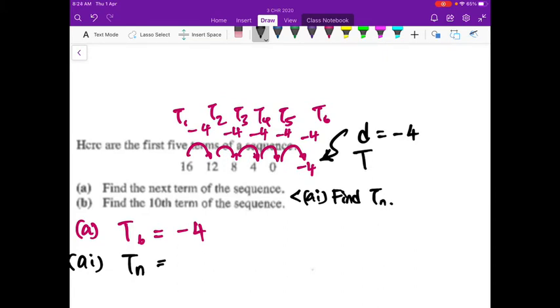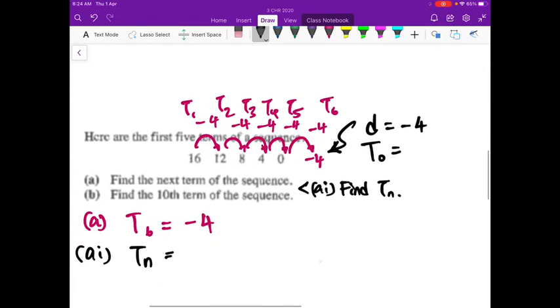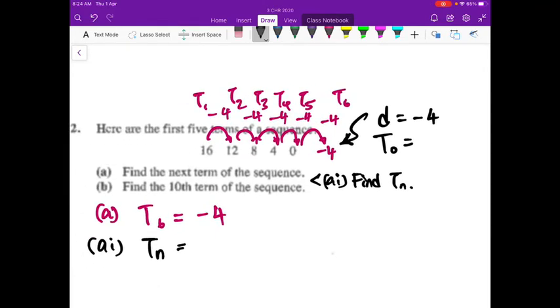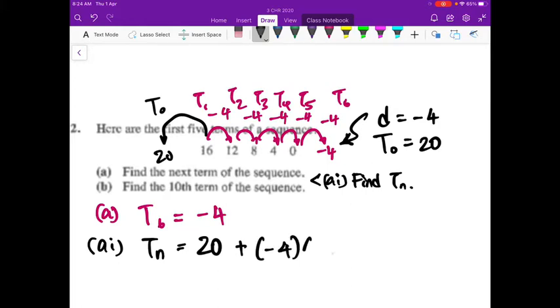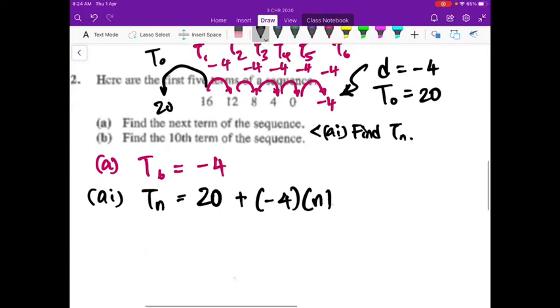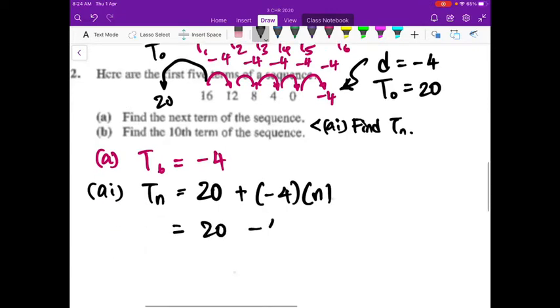And then what about term number 0? If term number 1 is 16, term number 2 is 12, so on and so forth, then what is term number 0? 20 plus 4. So this is 20. Now Tn is just 20, which is T0 plus what? Dn. The value of D over here is negative 4 times n. Okay, then you can remove the brackets. This is just 20 minus 4n. This is now our formula. Tn is 20 minus 4n.